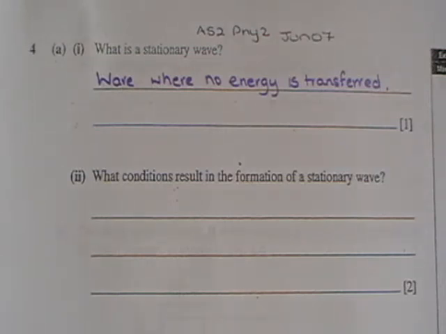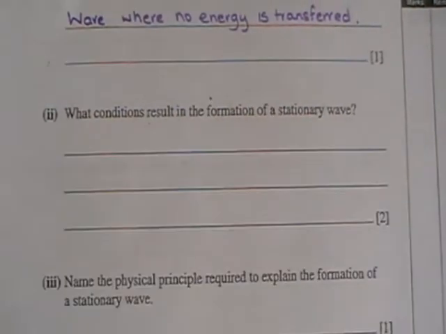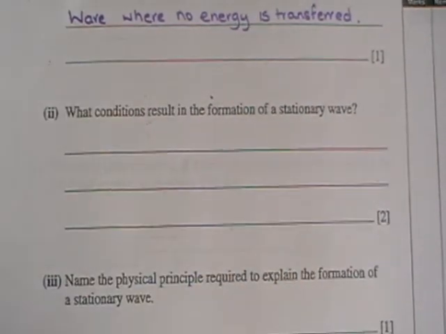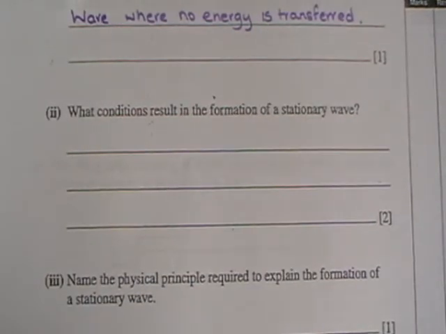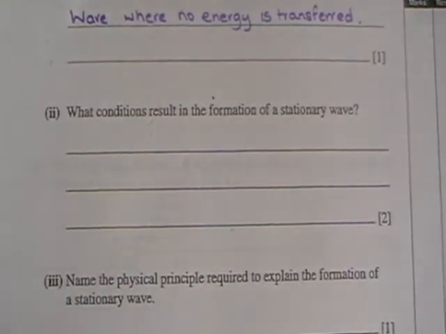What conditions result in the formation of a stationary wave? So there's that question again. We only need 2 marks, but what you need is you have 2 waves travelling in opposite directions and they have to have a constant phase difference and they must interfere with each other.